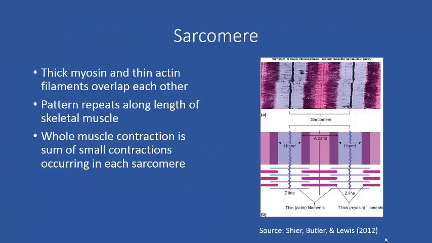The picture that you see on the right is actually a micrograph, which is a picture taken through a microscope. And then below that is a drawing, essentially a representation of the micrograph that is maybe a little bit less accurate, but because it's a drawing, it can represent the structures a little bit clearer. So the thick and the thin filaments overlap each other, and the pattern repeats along the entire muscle cell. And so, as I said in the previous slide, it is the small contractions occurring in each sarcomere that add up to the total muscle contraction.